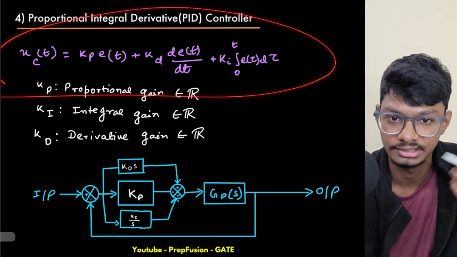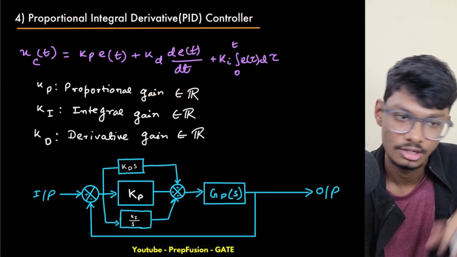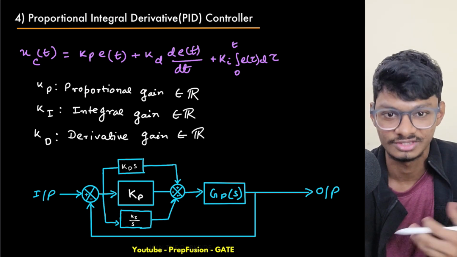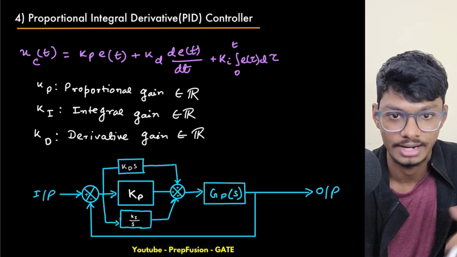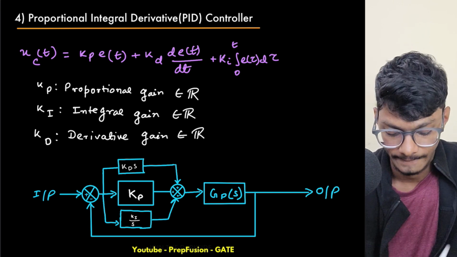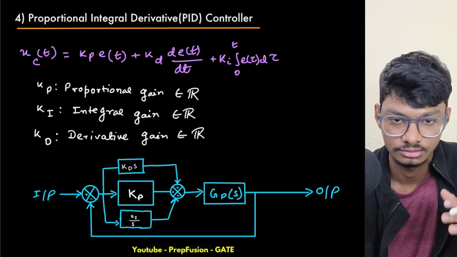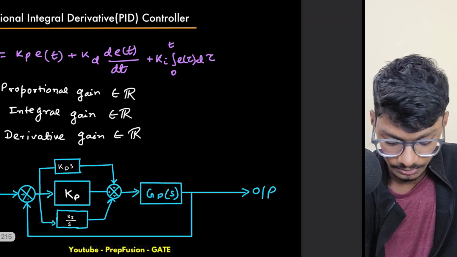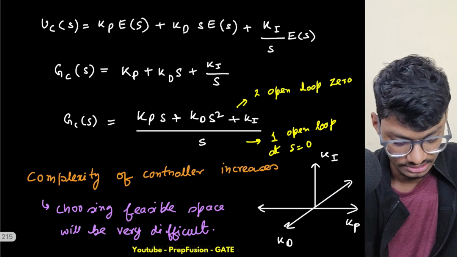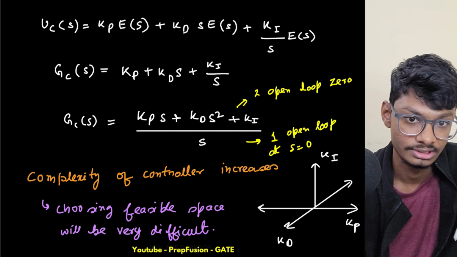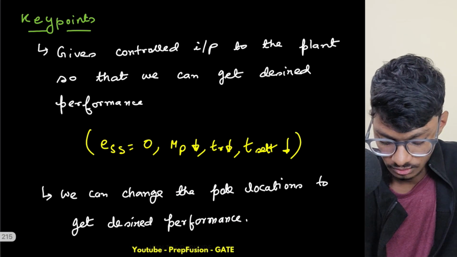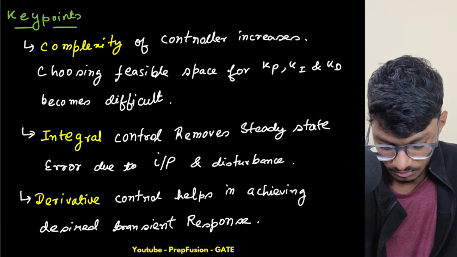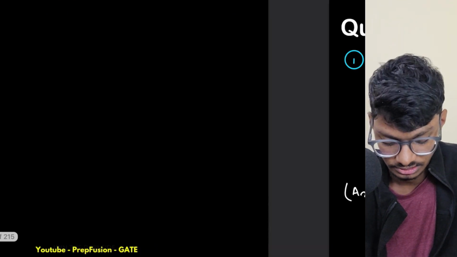Then the main thing that is generally used is the PID controller, where all of it is available. Obviously we want everything. We want to reduce the steady state error, we want to get our desired time domain performance, and P control is there just to stabilize things. So this is the PID control, but obviously complexity increases because now we have to choose 3 values within a region, which will be very difficult. Again, these are the key points: complexity, integral, derivative, what each thing does, we have learned.